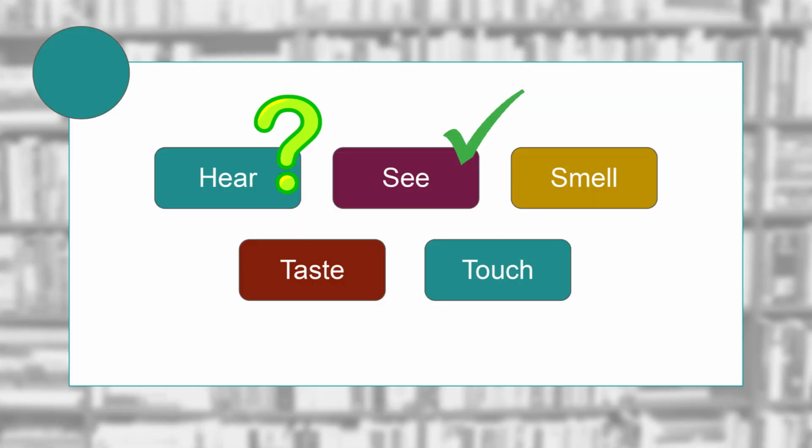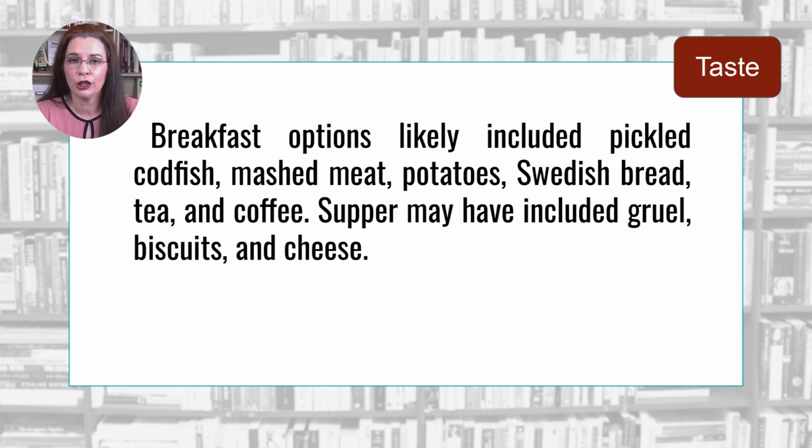What do you do with smell, taste, or touch? Unless you have artifacts that you can touch, the remaining three senses are difficult to include into historical accounts. I'm going to try to add this sense of taste by talking about his journey to America. I found a possible menu for the ship he boarded. And so the paragraph I came up with to add a sense of taste looks like this. Breakfast options likely included pickled codfish, mashed meat, potatoes, Swedish bread, tea, and so forth.